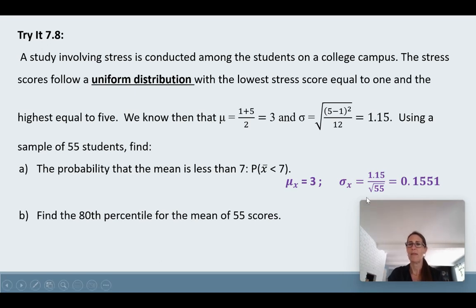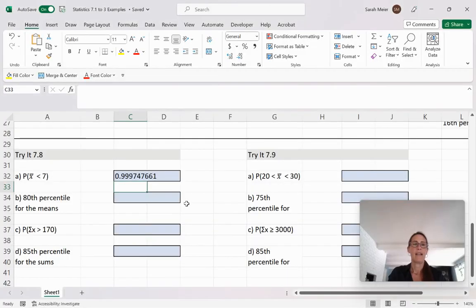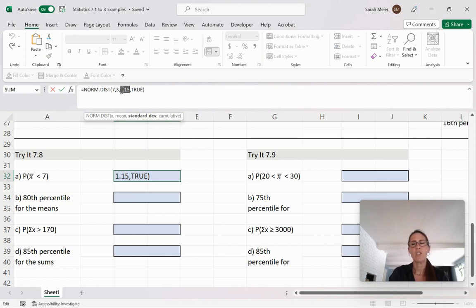Did anybody catch the mistake I made? I used the original standard deviation in that formula. So I apologize for that error. Our new mean is the same. So mu sub x bar is 3, and sigma sub x bar is 1.15, the old standard deviation, divided by the square root of the sample size. I'm rushing and I made a mistake. So it is going to change our probability, but you'll notice it doesn't change it statistically by a huge factor.